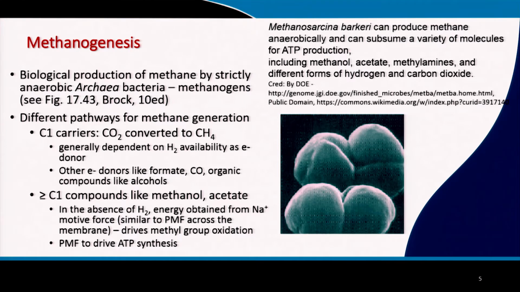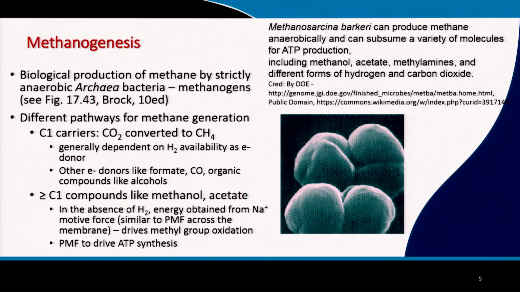What happens in methanogenesis? Methanogenesis is the production of methane by anaerobic archaebacteria, which are also called methanogens. You can see some methanogenic bacteria in this particular photo. The cells are about 1.7 microns and they are fluorescing under blue light, so they're visible only with fluorescence.